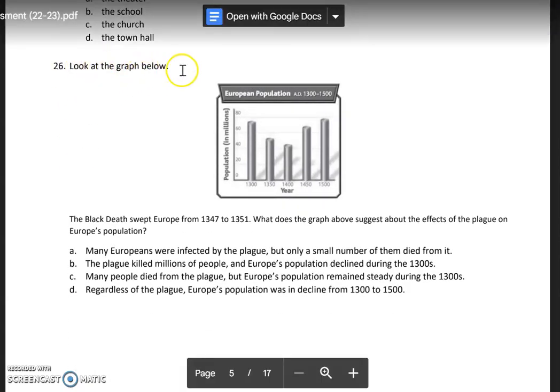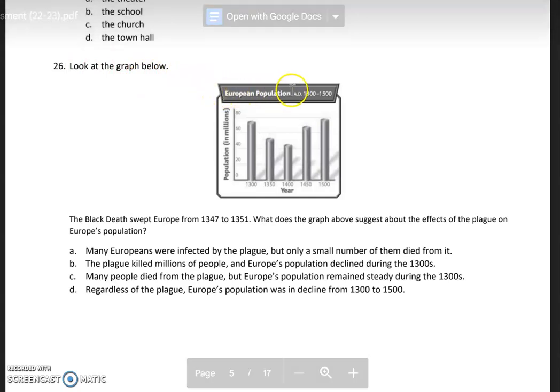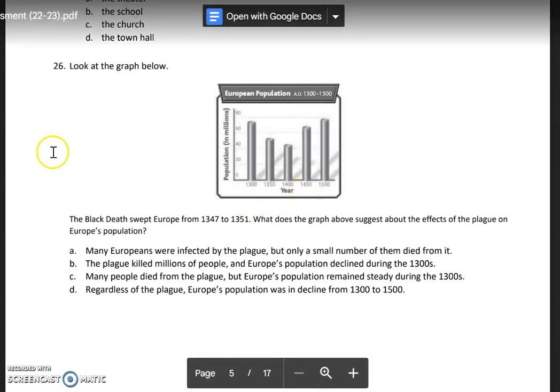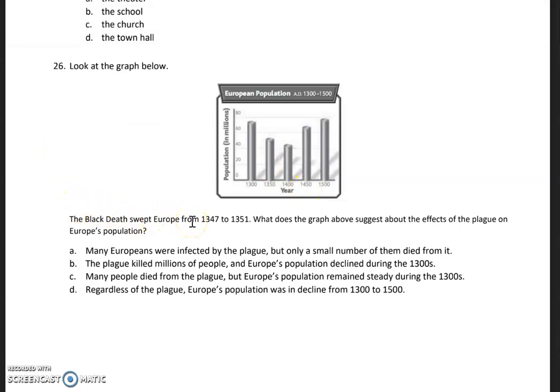Number 26. Look at the graph below. European population AD 1300 to 1500. Population in millions. Year. The Black Death swept Europe from 1347 to 1351. What does the graph above suggest about the effects of the plague on Europe's population? A. Many Europeans were infected by the plague, but only a small number of them died from it. B. The plague killed millions of people and Europe's population declined during the 1300s. C. Many people died from the plague, but Europe's population remained steady during the 1300s. D. Regardless of the plague, Europe's population was in decline from 1300 to 1500.